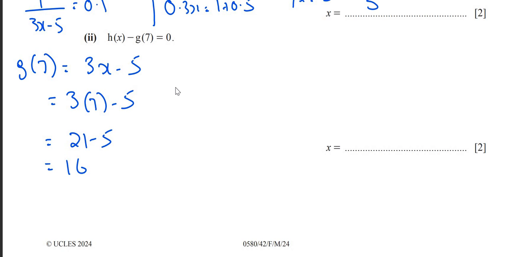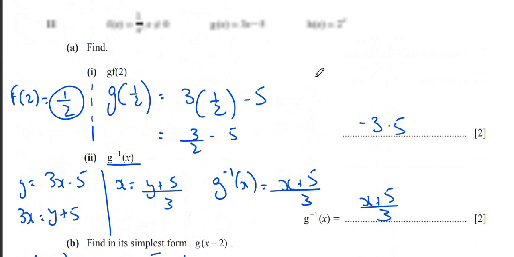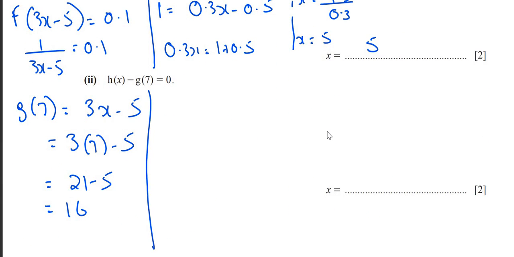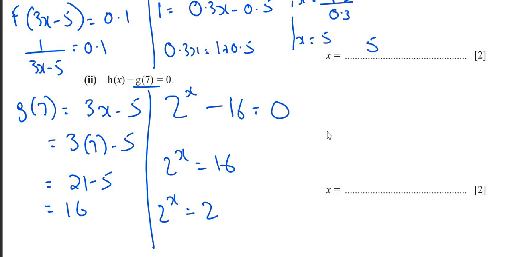All right. Moving on, we have to calculate h of x. All right. So h of x is actually 2 raised to power x. So instead of h of x, I will write 2 raised to power x minus g of 7, which is 16, is equals to 0. 2 raised to power x is equals to 16. 2 raised to power x is equals to 2 raised to power 4, because 16 is 2 raised to power 4. So x is actually 4. So that's how you get the answer of 4.